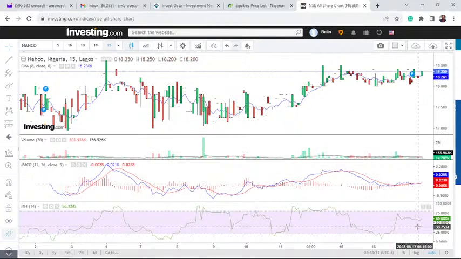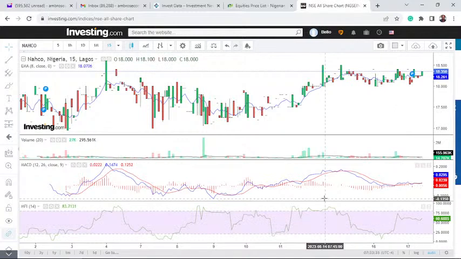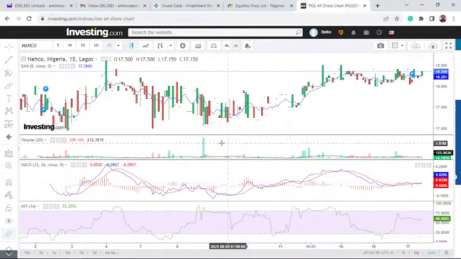You can see money flow is looking up above 60. Put is also a good one for me, and MACD is already bullish here on the 15-minute chart.